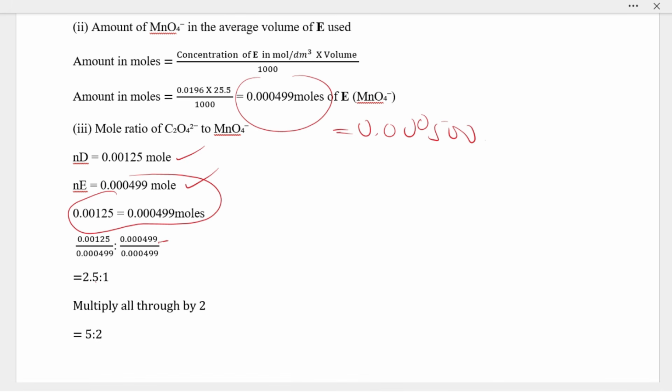If you divide 0.0049 by itself, you are going to have 1. When you divide 0.0125 by it, you are going to have 2.5. Of course, in chemistry, you cannot have a decimal for a whole number, right? So you have to multiply by a number that will give us what? A whole number. The appropriate number is 2. Multiplying through by 2, 2 times 2.5 gives us 5, and 2 times 1 gives us 2, which shows the ratio of your oxalic acid to permanganate, 5:2.